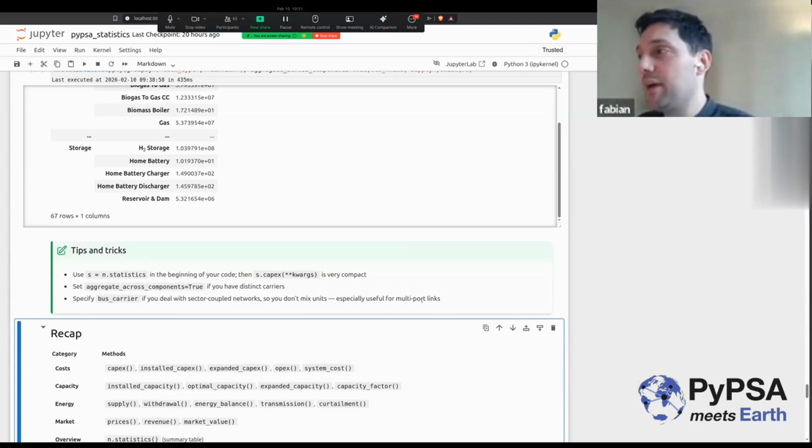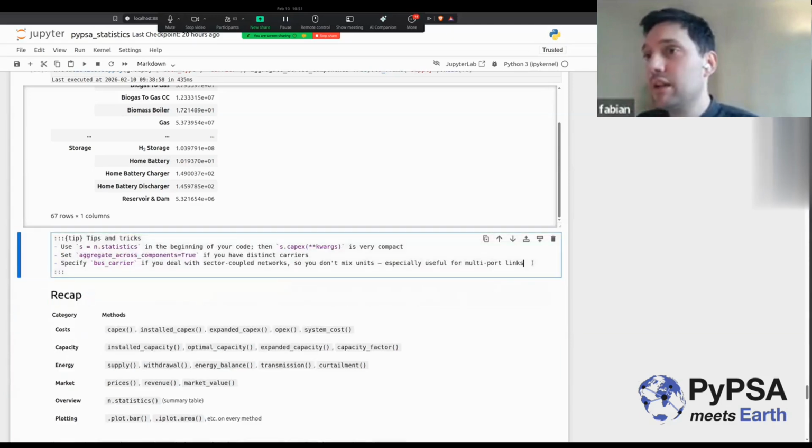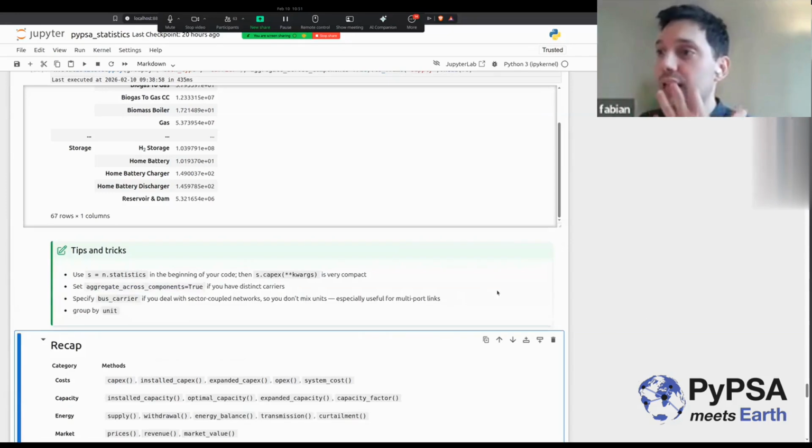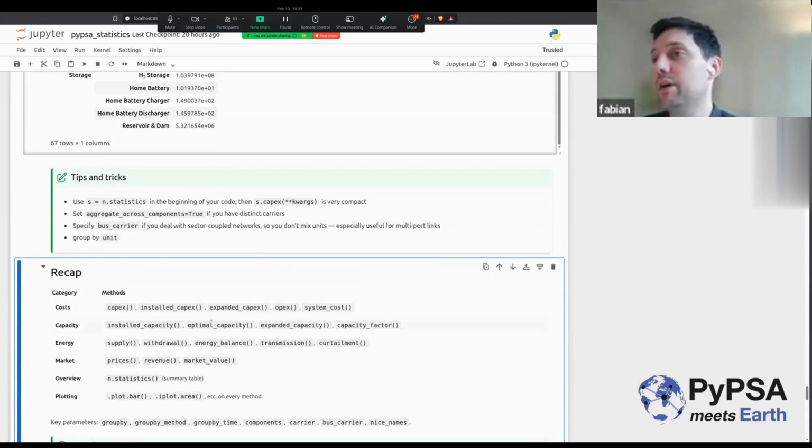And this, I probably should have written that down as well. You can also group by unit. This is also something that is quite interesting. You have sometimes different units attached to carriers, and there you see how the grouping actually evolves.